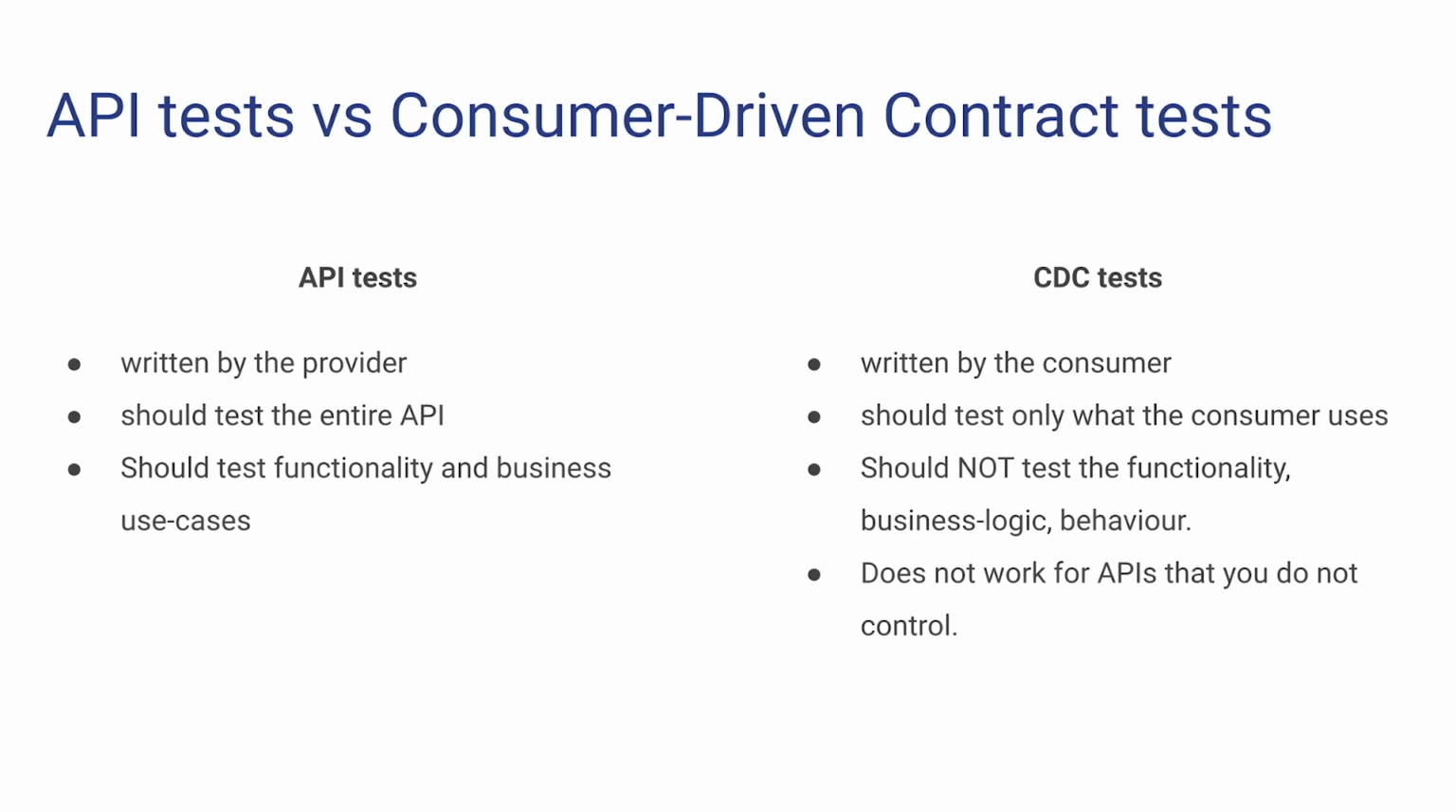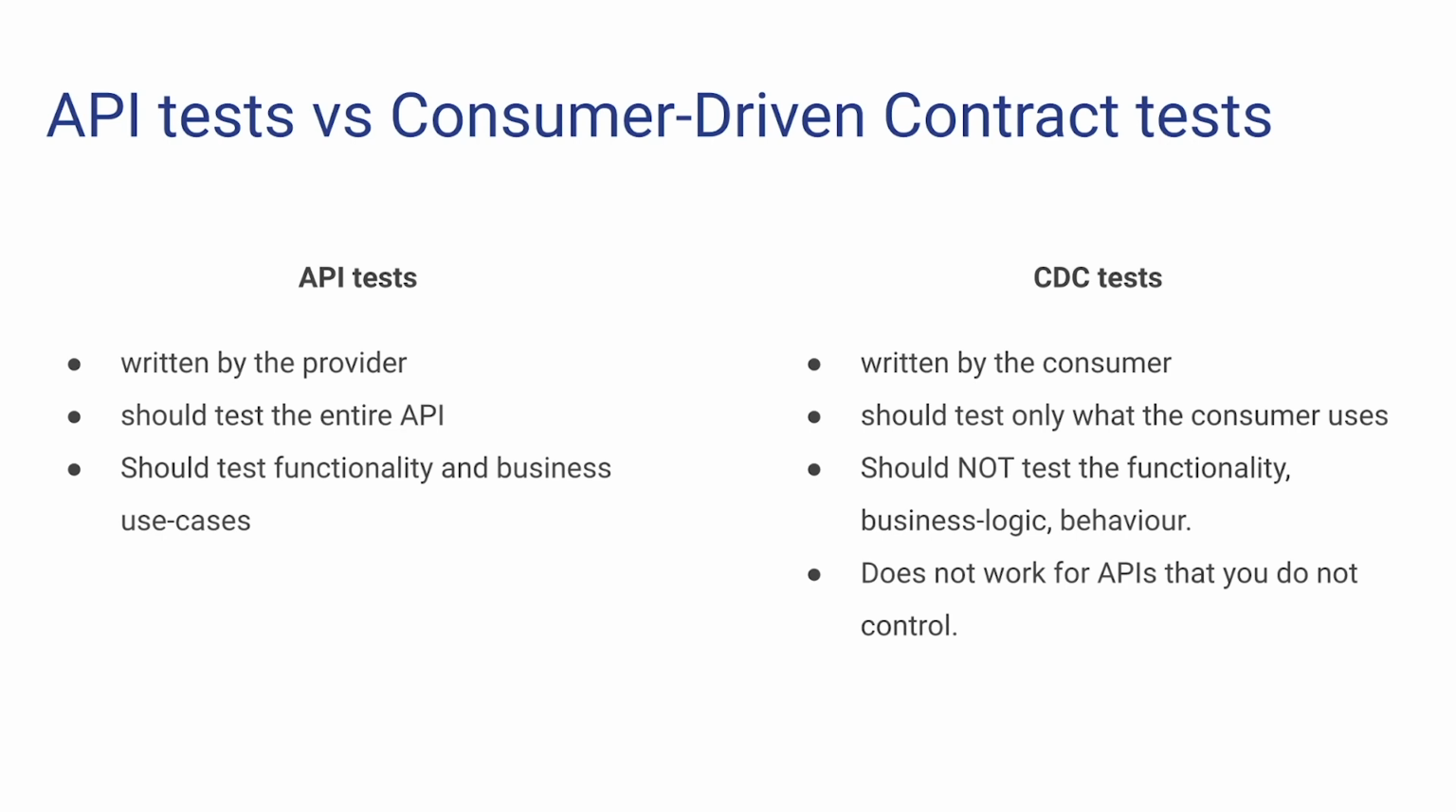So I don't care if you say 1 and 2 make 4. It's not my problem, as a consumer-driven contract test, to make sure that your API is working. I just want to make sure that what I'm sending and what I'm retrieving is known by you, that you know that I'm using these respective properties and these respective endpoints.